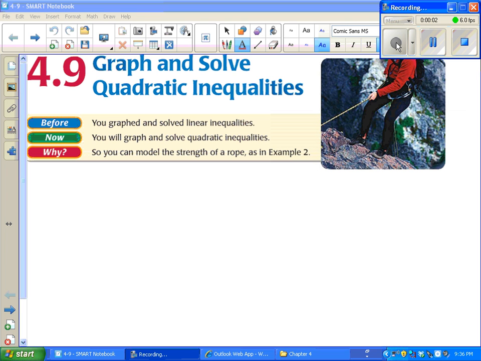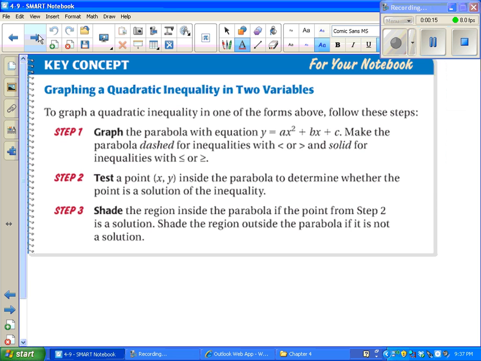Next up, 4.9, we're going to graph and solve quadratic inequalities, which really just means we're going to shade above or below a parabola. We might be using a dashed line or a solid line. The steps are exactly what you'd probably expect. We're going to graph the parabola, which we should already know how to do. We're going to make a dashed or solid line depending on what inequality symbol we see. And then we're going to shade above or below just like we've done in the past.